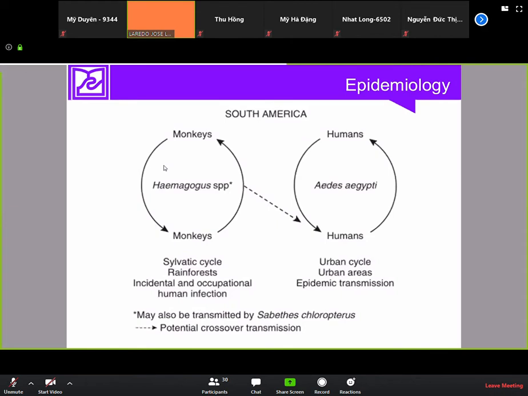In the forest, the disease is transmitted from animal to animal through the mosquito. Sometimes, the mosquito can transmit the disease to humans, and humans can transmit the disease to other humans, because for yellow fever, humans are natural hosts, as I told you yesterday.